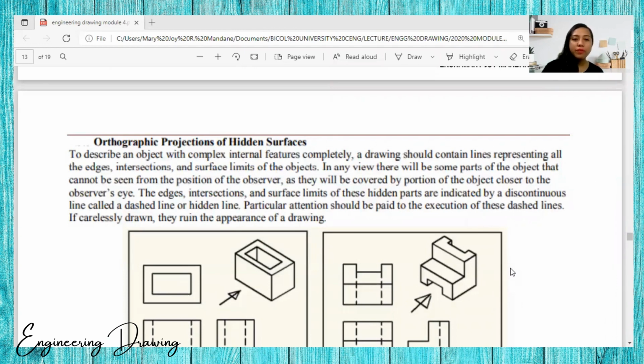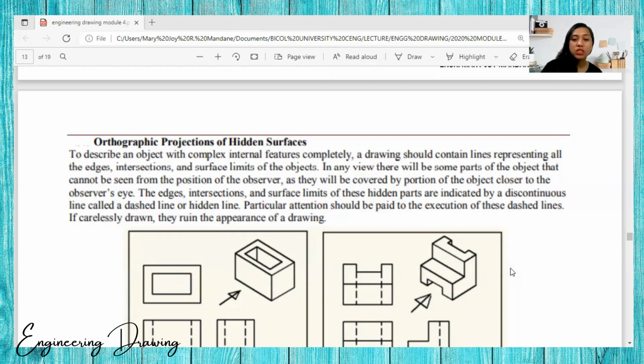So the orthographic projections of hidden surfaces. To describe an object with complex internal features completely, a drawing should contain lines representing all the edges, the intersections and surface limits of the object. In any view, there will be some parts of the object that cannot be seen from the position of the observer, as they will be covered by portions of the object closer to the observer's eyes.